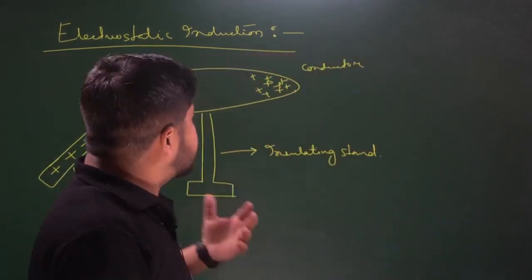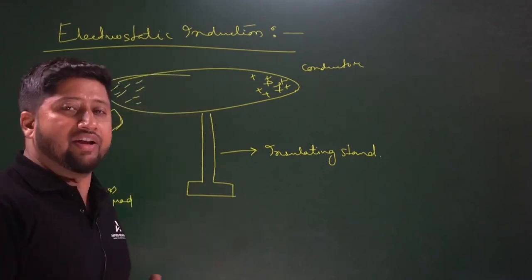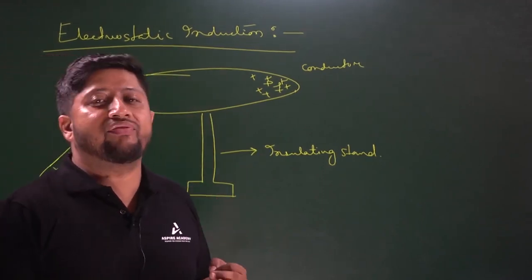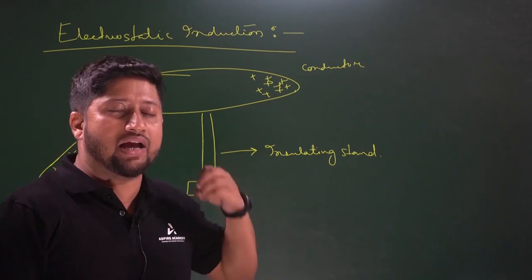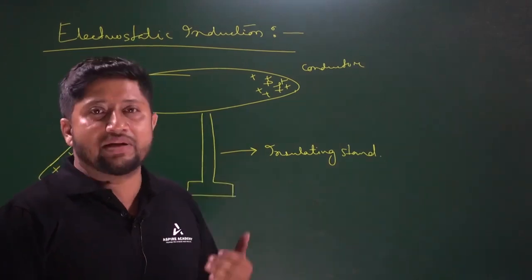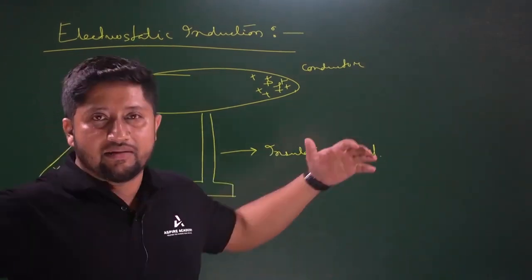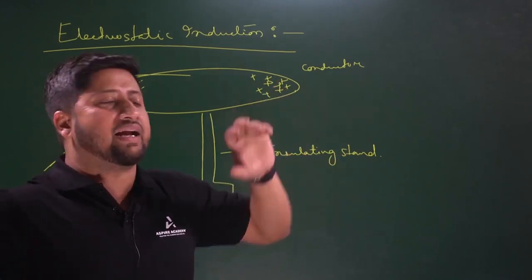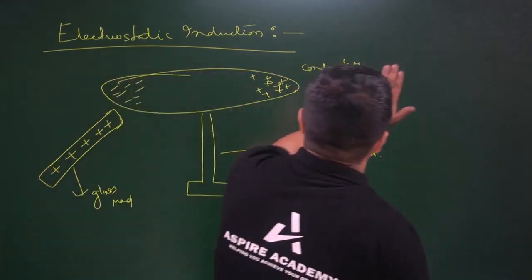Electrostatic induction is a temporary phenomenon where all the electrons and protons, or positive and negative charges, are temporarily separated, one kind at one side and the other at another side. So this is called electrostatic induction.